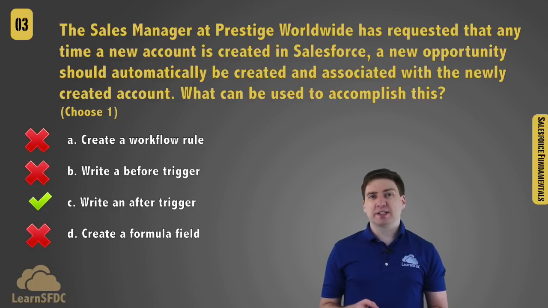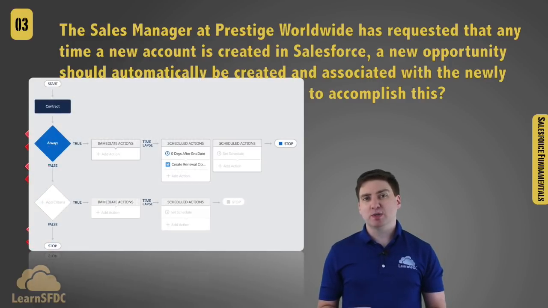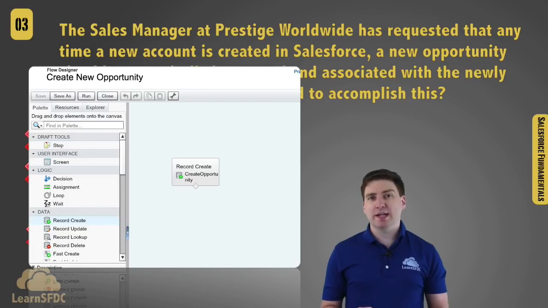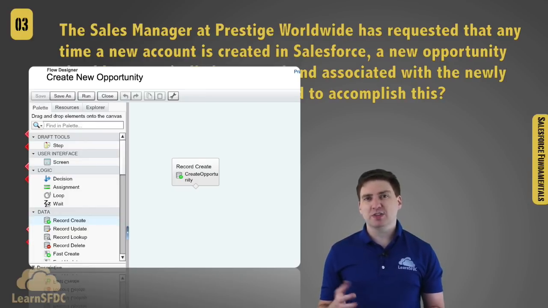There are other ways besides a trigger to meet the requirements in our scenario. You could also use Process Builder or Visual Workflow to create a new linked opportunity with some limitations.